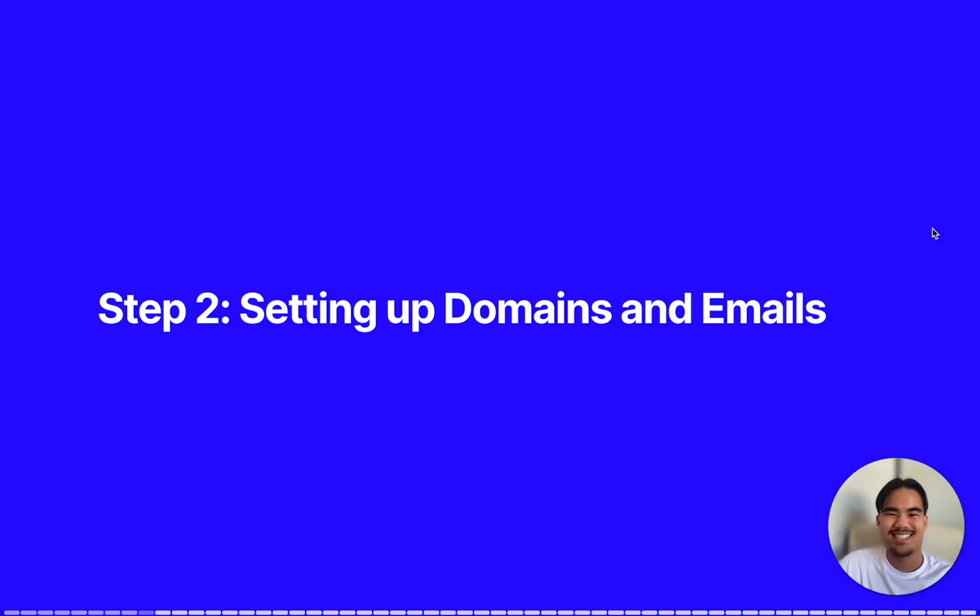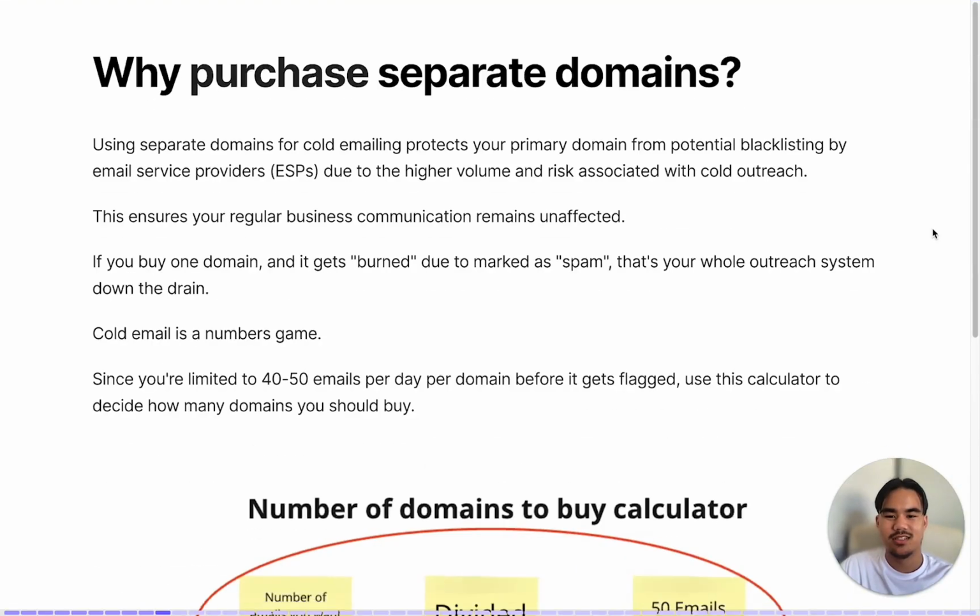So step 2 is setting up domains and emails. Why do you need to purchase separate domains?